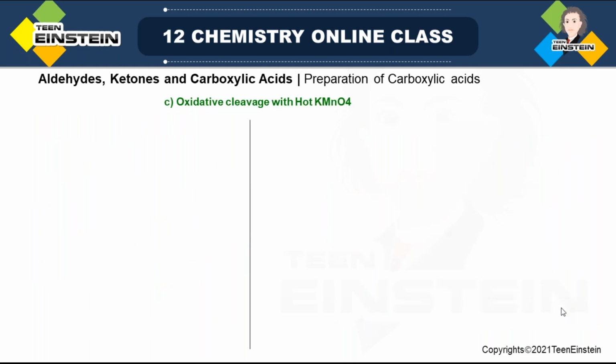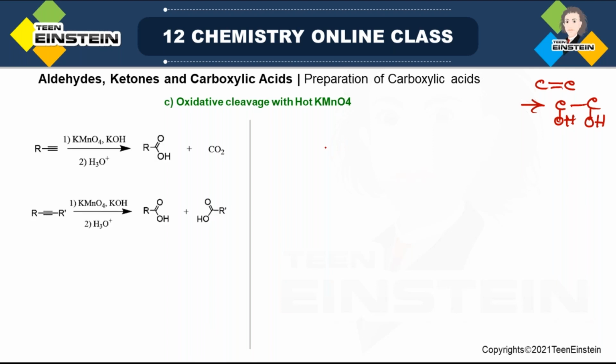Another method we will see is oxidative cleavage with hot KMnO4. Normally, if you use a C=C double bond and cold dilute KMnO4, what type of product do we get? From the C=C double bond, we get dihydroxylation like this, but there is no cleavage. But if you use hot KMnO4, now there will be cleavage, whether it is a C=C double bond or a C≡C triple bond. The C≡C triple bond you have already seen in the previous example.